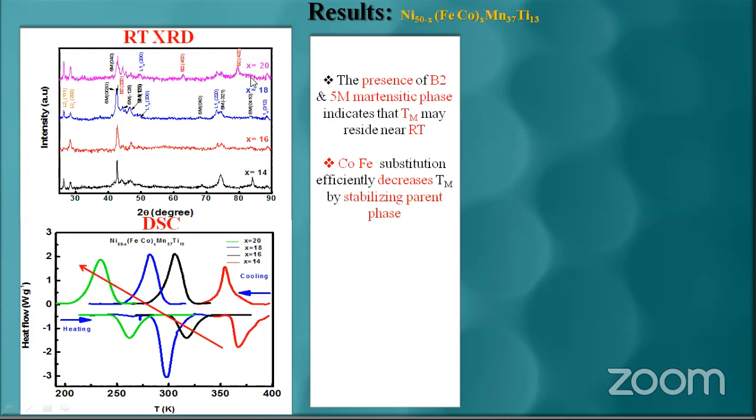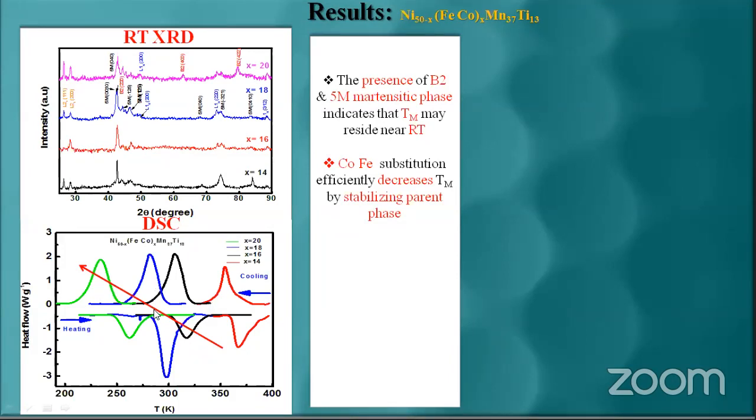Here 2 phases are present. First one is the cubic austenite structure, and the martensitic phase, which is the monoclinic structure. And the coexistence of these 2 phases indicates that the structural transition may reside near room temperature. Here I have also compared with the DSC result. DSC result shows the heat flow for all the samples across their structural transition, and all samples exhibit first order structural transition as the hysteresis is present between the endothermic and exothermic peak.